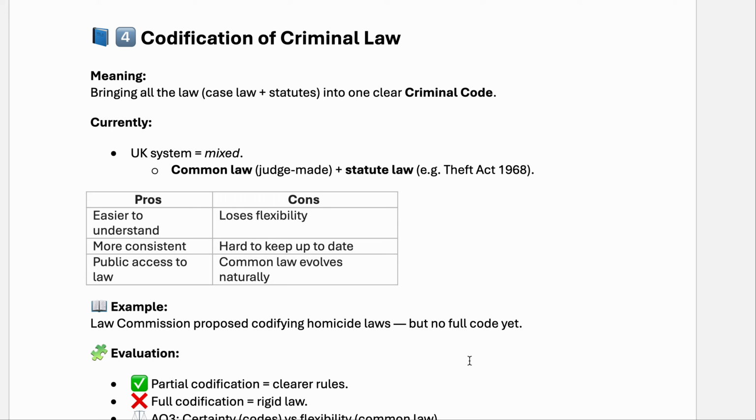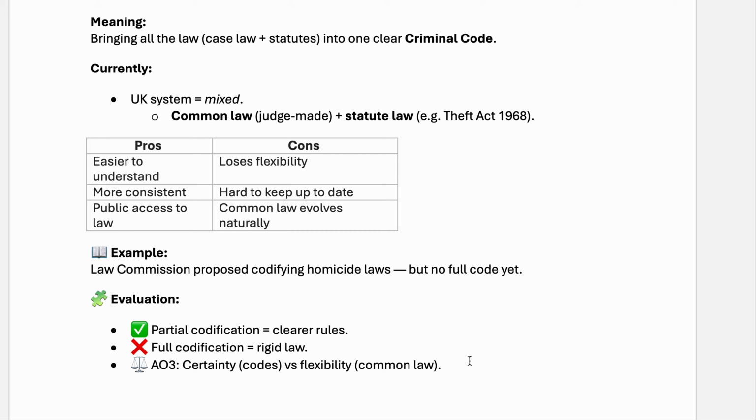This is the thing, isn't it? It's like trying to nail jelly to the wall. Everything's changing all the time. So putting something in a nice, tidy code is pretty unrealistic. Now we have an example here of the Law Commission. They have suggested codifying major offences like homicide to make things clearer. But a complete criminal code for England and Wales does at the moment remain a bit of a dream. And at the moment that just doesn't exist.